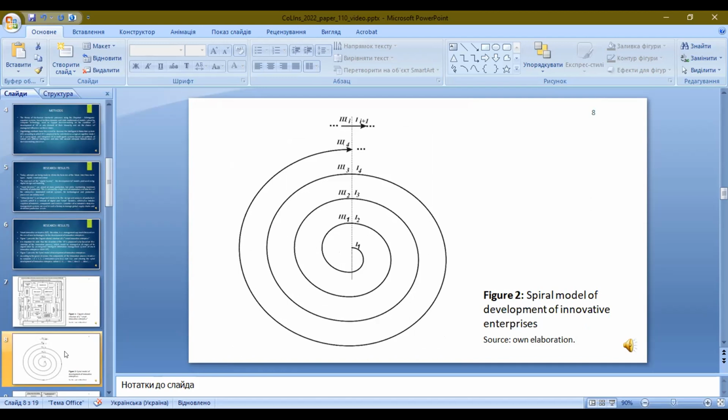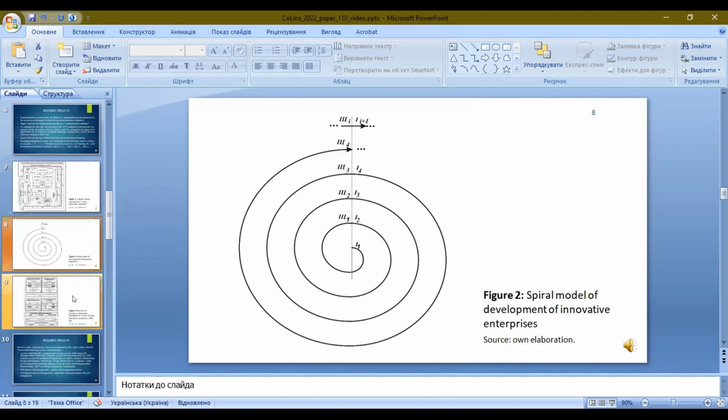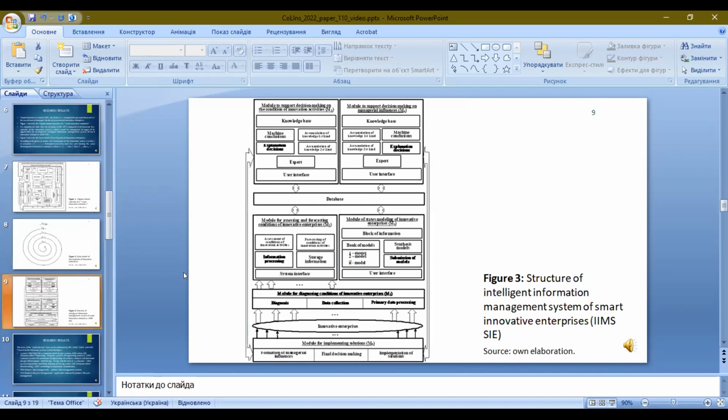According to the given structure, the components of the innovation process, I1, I2, etc., make up the innovation cycle, start, and ensure the spiral development of the innovative enterprise, where I1, I2, I3, etc. are idea one, idea two, idea three, and so on. The structure of the intelligent information management system of a smart innovative enterprise is shown in figure three.